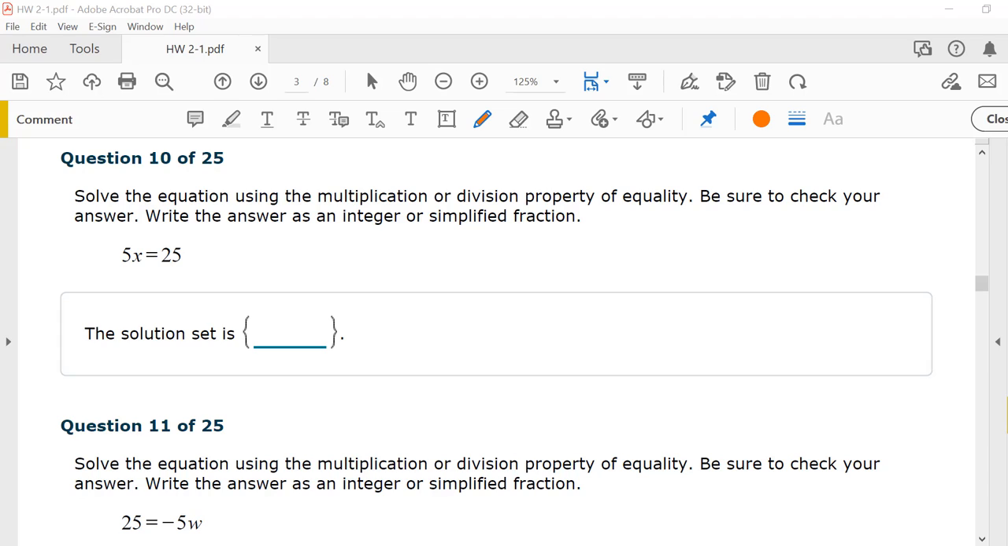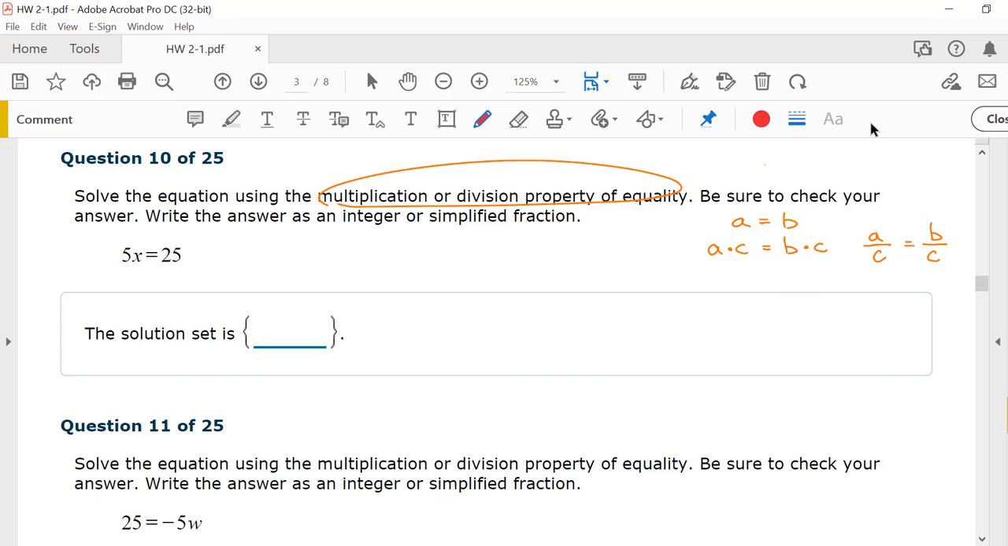All right, number 10 says to solve the equation using the multiplication or division property of equality. What is the multiplication or division property of equality? Just like the addition and subtraction, if you know that A equals B, then you can multiply by the same number on both sides and not change the equality. So A times C is the same as B times C. You can also divide by the same number on both sides. So A divided by C is equal to B divided by C.